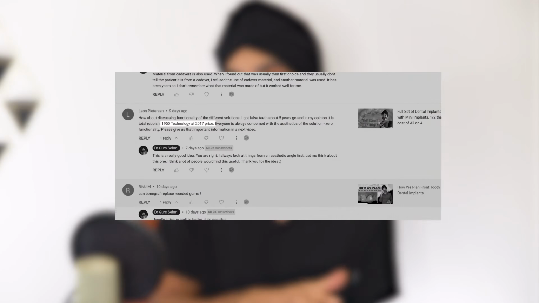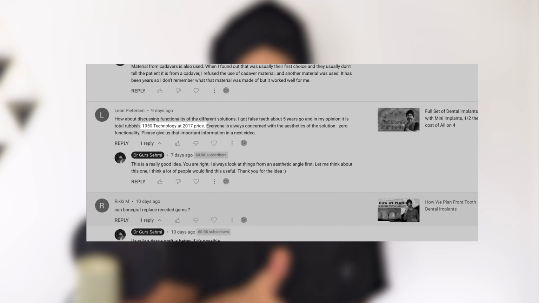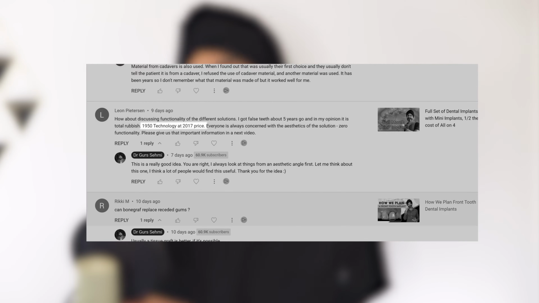Now, for some people, this isn't a problem. For some people, it's a really big deal because it affects speech, it affects your ability to taste. And because of all of these reasons, this is why Leon feels that his denture is terrible and it's 1950s technology at 2017 prices. And this is true because a denture is a really well-engineered piece of plastic. Okay, that's all it is.